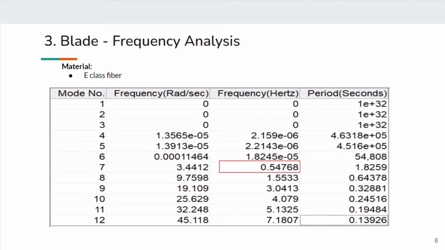At last, the blade is going to have wind blowing from all directions, and its working conditions have all kinds of vibration. Thus, the frequency analysis is also necessary. As the result shows, the wind blade has a natural frequency of 0.5 Hz, so we need to avoid this frequency in the working environment.